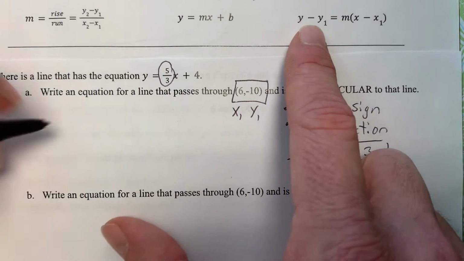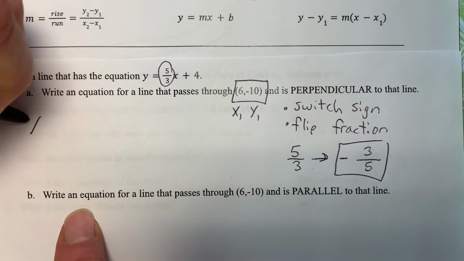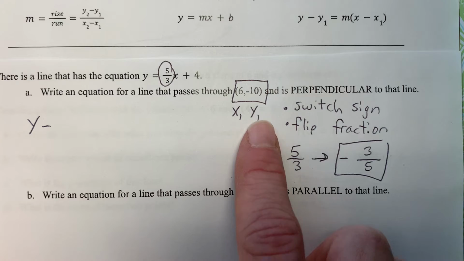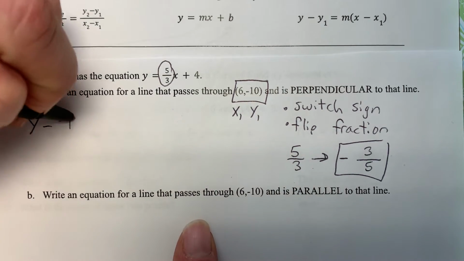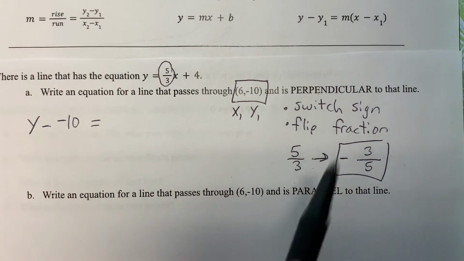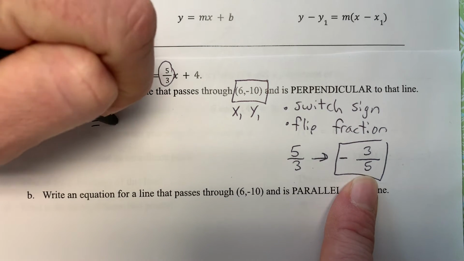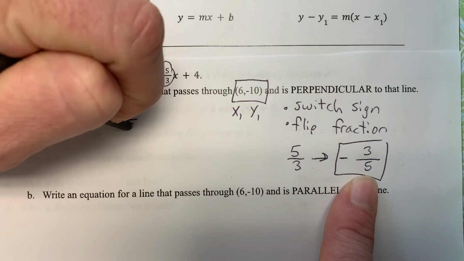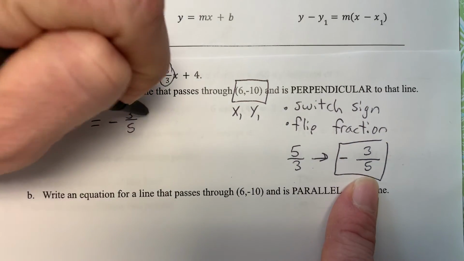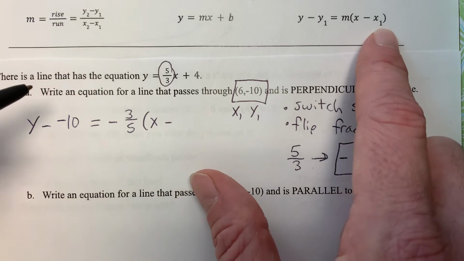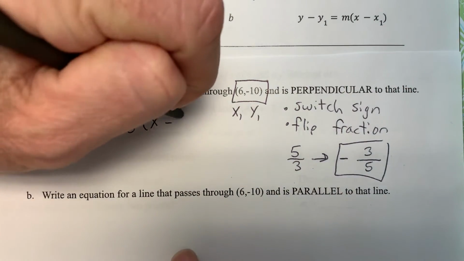So y minus, okay, now it says to write our y1 value, that's -10, equals, okay, so next we write our slope, which is -3/5, and then parentheses, x minus sign, and then finally our x1 value, which is 6.